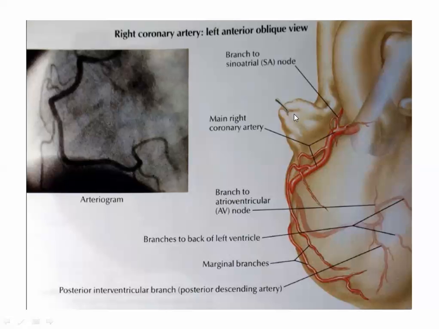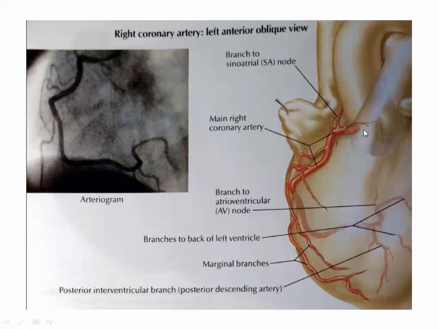Okay, so this is the RCA. First, it gives the SA nodal branch, this branch to the SA node. Then, coming here, this branch is the conus branch. What does the conus branch supply? The RVOT, right ventricular outflow tract. It's a very, very arrhythmogenic area.